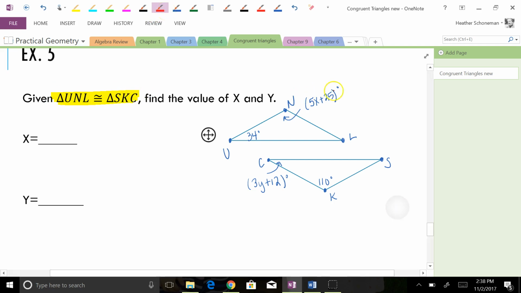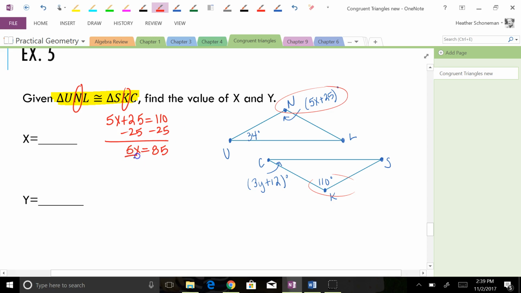First they want X. Well, X is right here in angle N. And angle N is the same as angle K. So what do we know about K? Well, it's 110 degrees. Perfect. So that means that 5x plus 25 equals 110. So we're going to subtract 25 from both sides. So we get 5x equals 85. And when we divide by 5, x is going to be 17.